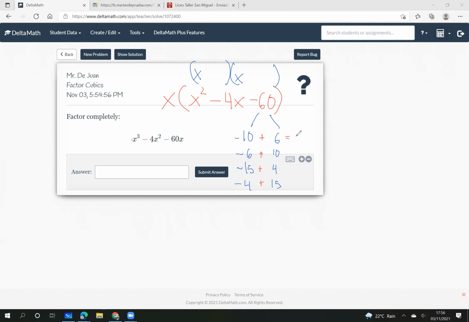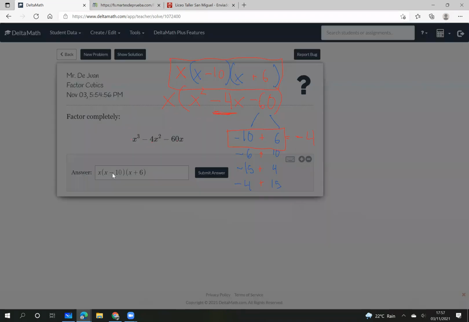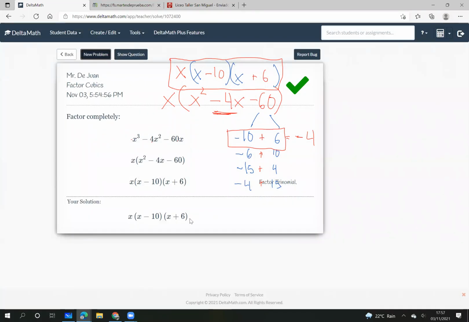Negativo 10 más 6 es negativo 4. ¿Qué es el número que estoy buscando? Negativo 4. Los dos números que van a entrar en las dos casitas: negativo 10 y 6. ¿Y qué es lo que tengo aún por fuera? Un X. Listo. Entonces lo miramos otra vez. Pongo un X aquí, un X menos 10, un X más 6. Y lo cierro. Ya está. ¿Sí?